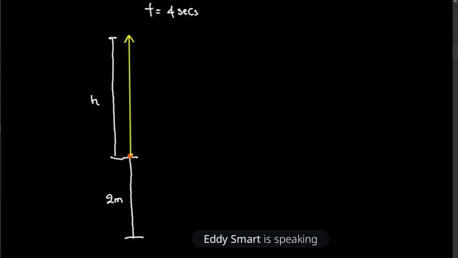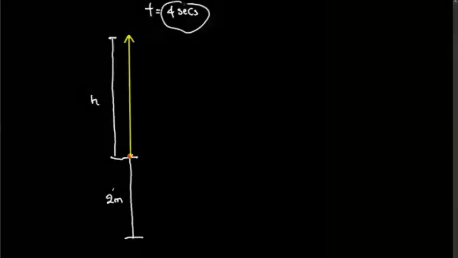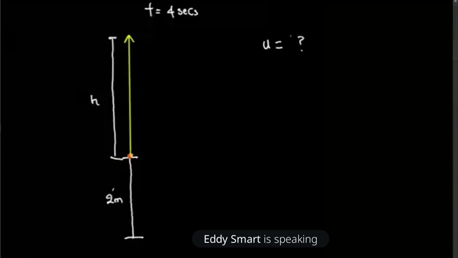The bullet was fired from a point 2 meters above the ground. I hope you can see the point where it was fired from, 2 meters above the ground, vertically upwards. And it reaches the maximum height. This is the distance in 4 seconds. So what do we need to calculate? The initial speed. That is U. U is equal to what? That's the part of the question: the magnitude of the initial velocity.